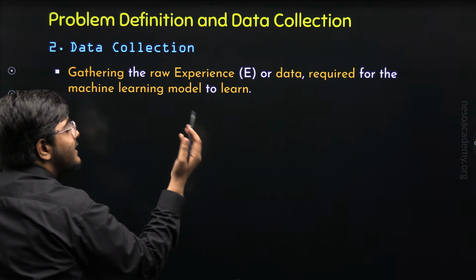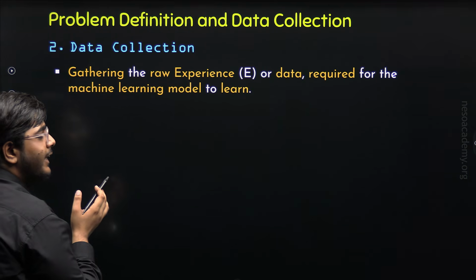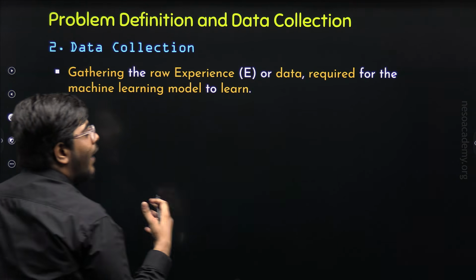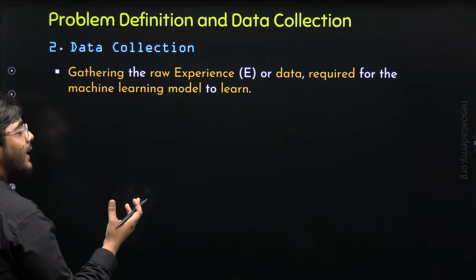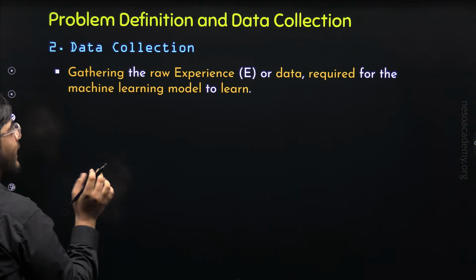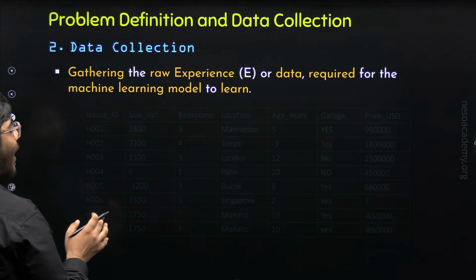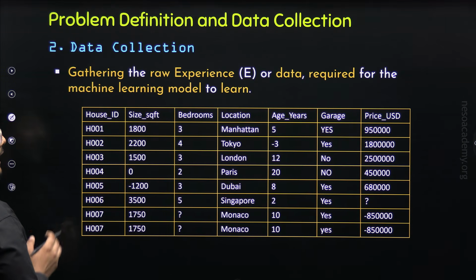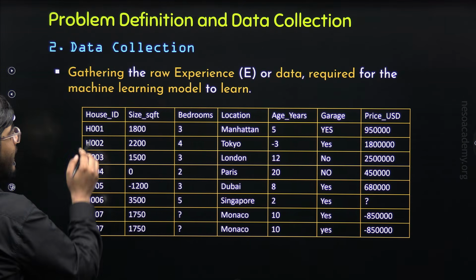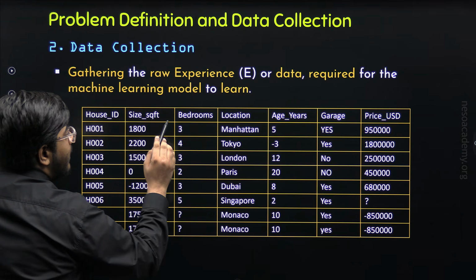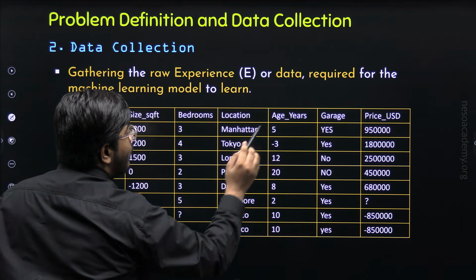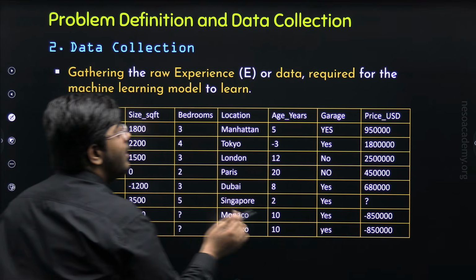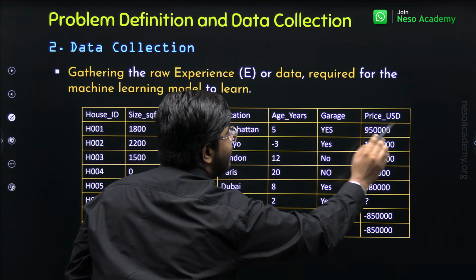Raw experience is same thing as data. I have just explained you under the TPE framework that experience E is nothing but the data required by the machine learning model to learn patterns and features. So this is data collection. For example, a house price prediction dataset looks like this. In this dataset, you can see there are multiple features of the houses like house ID, size of the house, bedrooms of the house, location of the house, age of the house, is garage present in the house or not, and finally, we also have the label that is price USD.